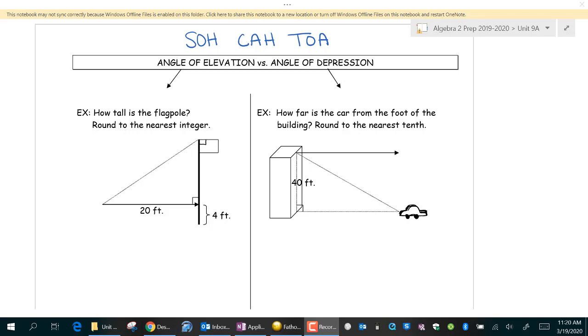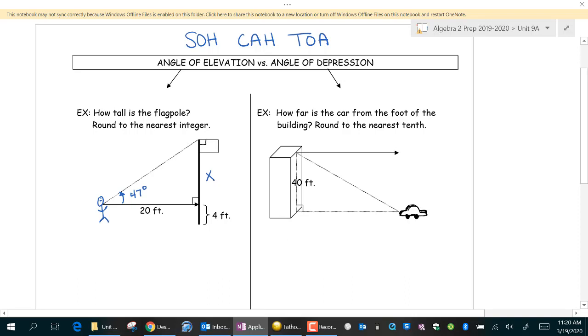So on the left hand side we see this flagpole here, and I'm going to actually even add in a person here. So an angle of elevation is from your sight line and above to the top of an object. So let's suppose that our angle of elevation is 47 degrees. So it's from this person's sight line up to the top of the flagpole. And we want to solve for how tall the flagpole is. So I'm going to put an X over here.